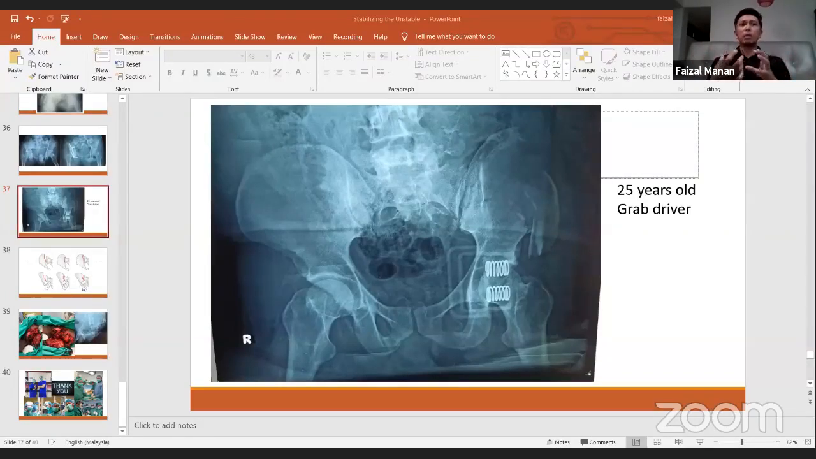Another thing, if let's say the dislocation is really bad and your vessels, the femoral artery, got kinked, then you might have intimal damage to the vessels there. So the leg might go into gangrene. But again, life before limb.